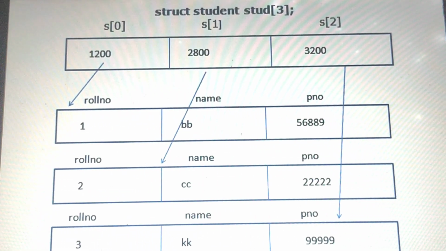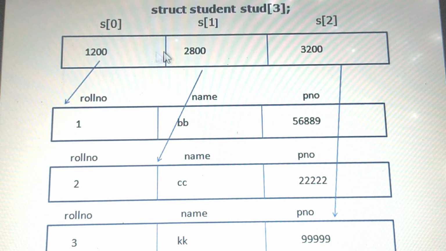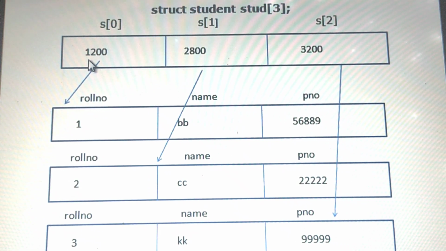Let us see how the memory would be allocated for an array of structures. Each array element has the information of the structure members of one student. Here it has the student information of the first student, here the structure member information of the second student, and here the structure member information of the third student.